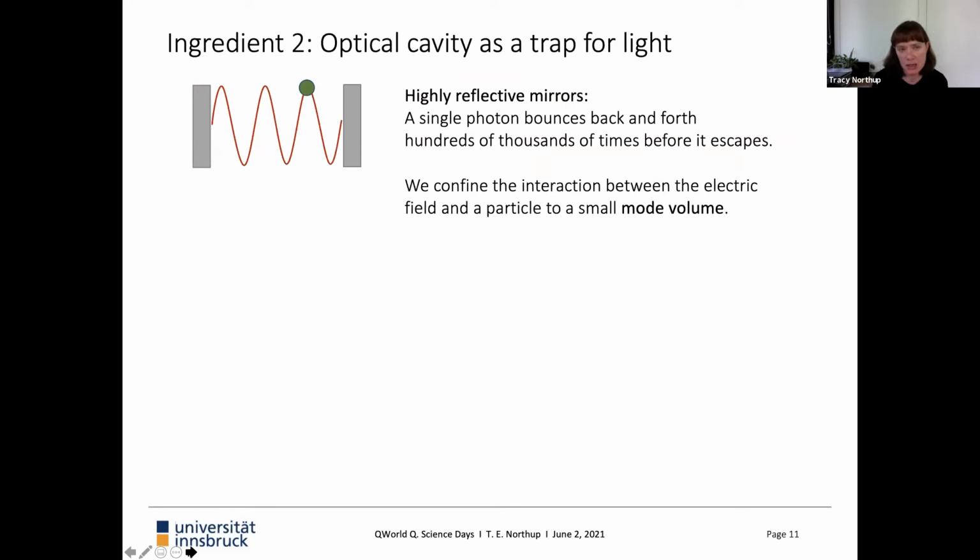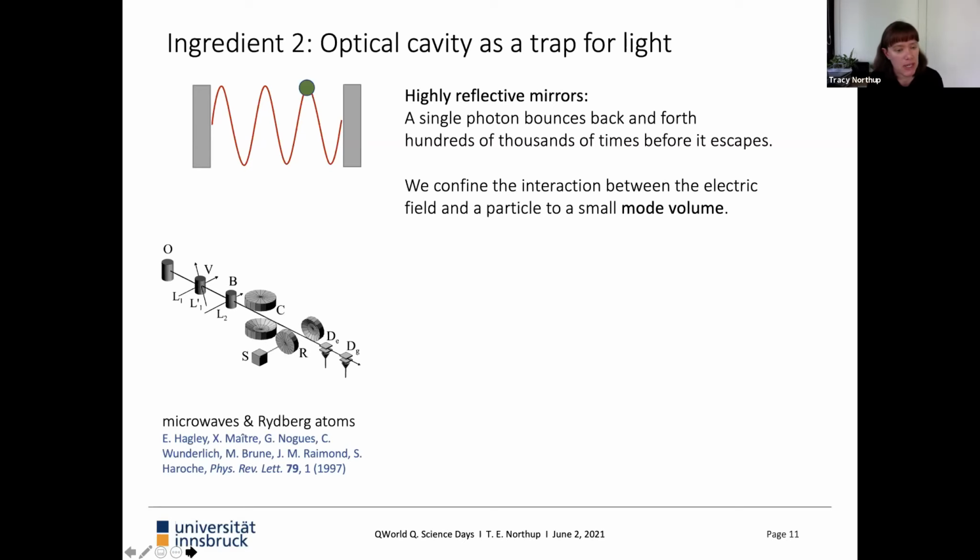What does it mean to escape? It means that one of those mirrors has, or both of them have, some small probability for transmission. And so the photon will leave in a well-defined mode, which we could then send to another system or in fact detect. And so this allows us to confine the interaction between the electric field of the light field, sorry, and a particle, that is, the electric dipole of an ion, to a very small mode volume.